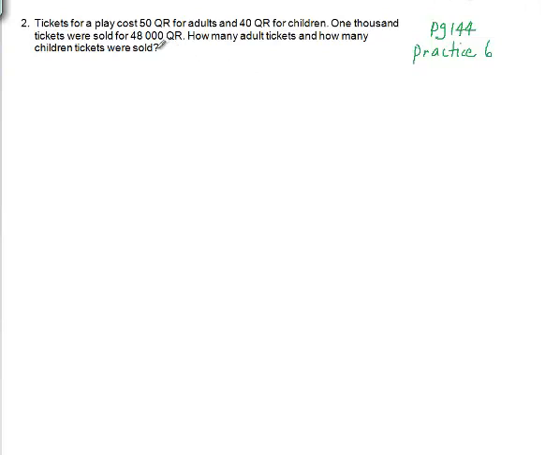Tickets for a play cost 50 reals for adults and 40 reals for children. 1,000 tickets were sold, for a total of 48,000 reals. How many adult tickets, how many children's tickets were sold?